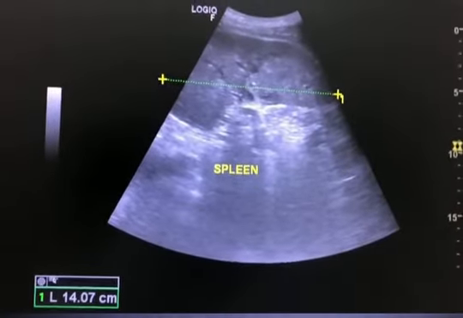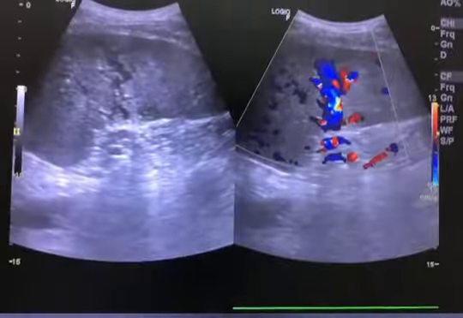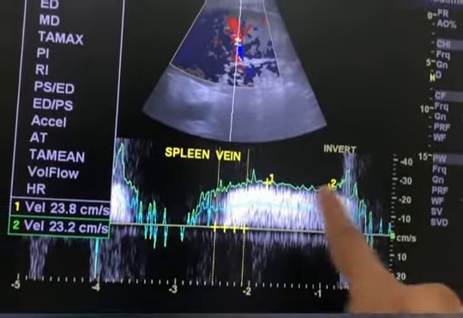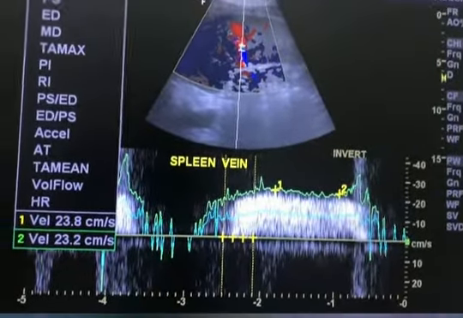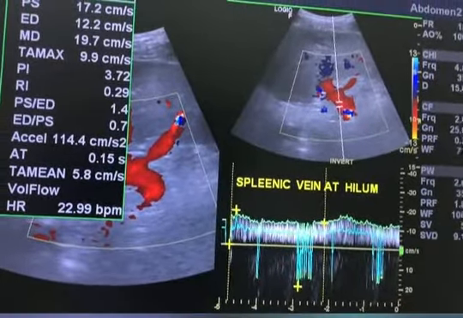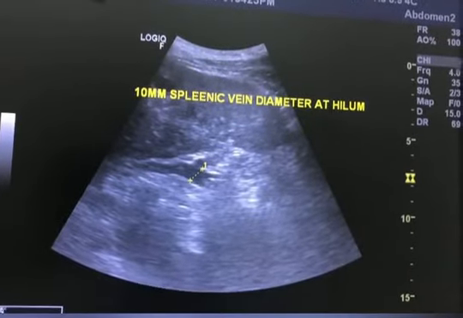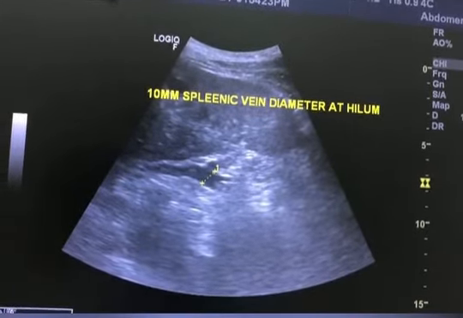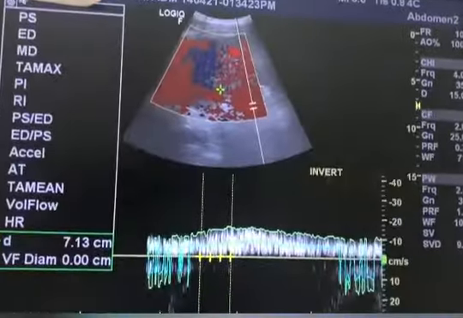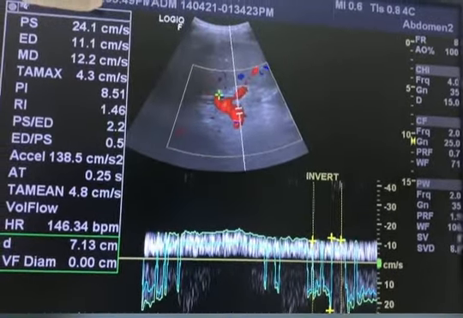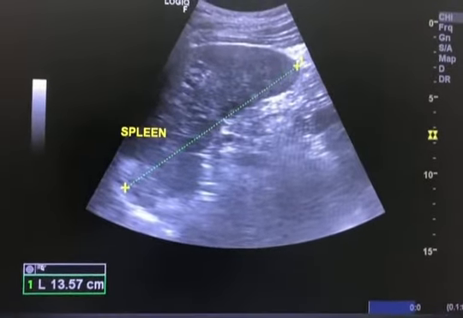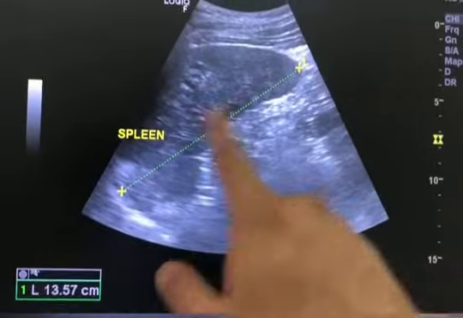The spleen was measuring around 14 centimeter. This is internal vascularity of the spleen. This is splenic vein, peak velocity inside the parenchyma. This is at the hilum, it is 10. This is splenic vein at hilum, diameter 10 mm. It is a little bit enlarged. And this is spleen, perfect view for measuring the length.